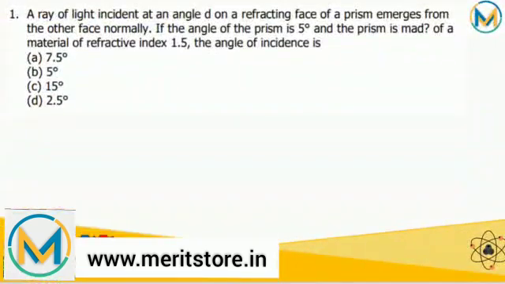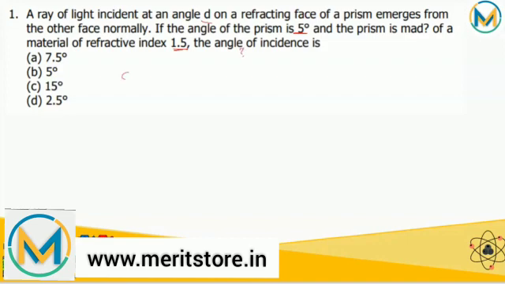First question, a ray of light incident at an angle i on a refracting face of a prism emerges from the other face normally. If the angle of prism is 5 degree and the prism is made of a material of refractive index 1.5, then the angle of incidence is what you are supposed to find out.